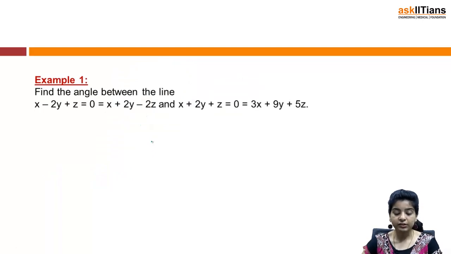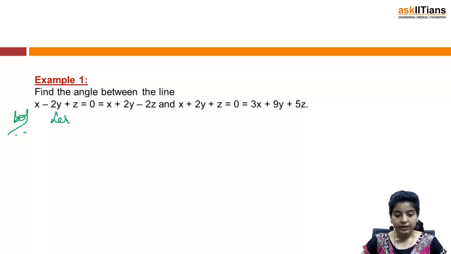Now we have the questions. Find the angle between the lines x minus 2y plus z equal to 0 equal to x plus 2y minus 2z, and x plus 2y plus z equal to 0 equal to 3x plus 9y equal to 5z. So you are required to find the angle between the lines.